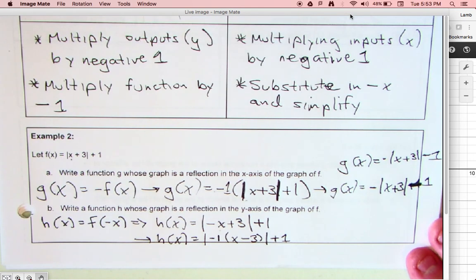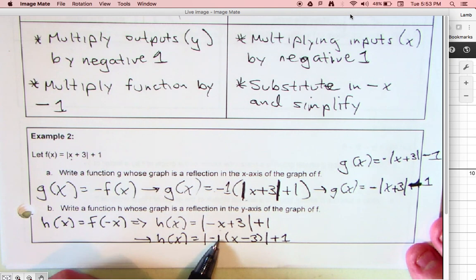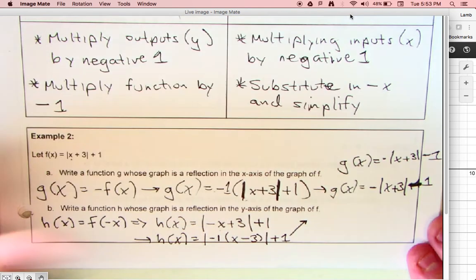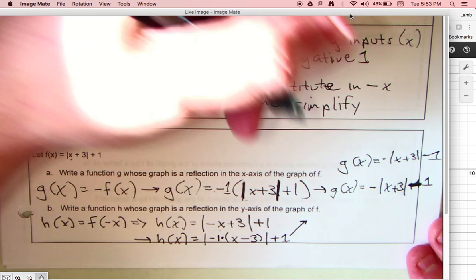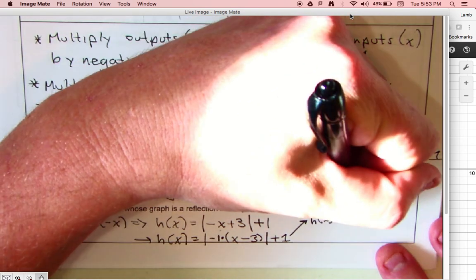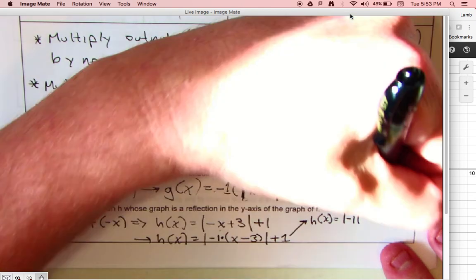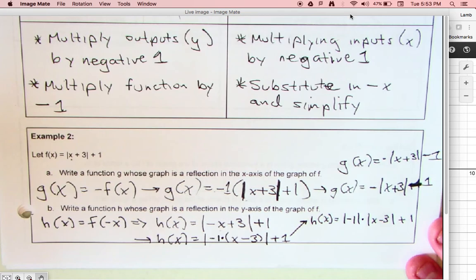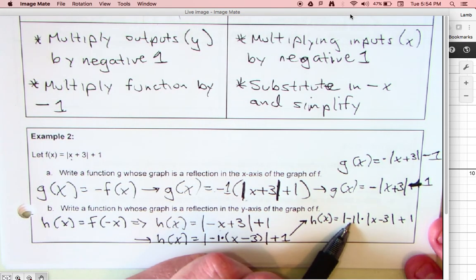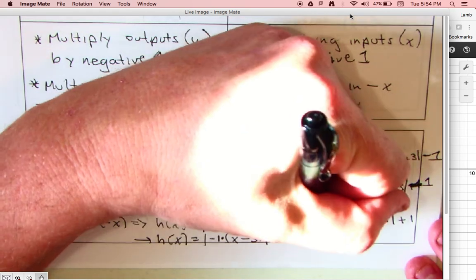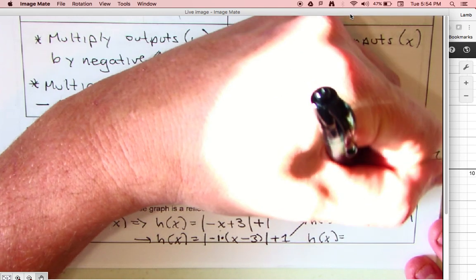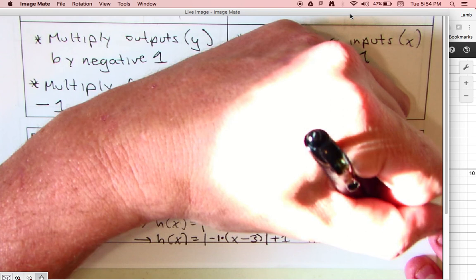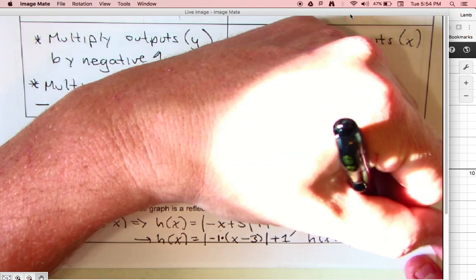An interesting thing about absolute values. Notice I got -1 times this piece right here, and it's all inside the absolute value. If you have two things that are multiplied by each other, like the -1 and the x minus 3, you can separate them into separate absolute values. So that becomes the absolute value of -1 times the absolute value of x minus 3, and I still have this lovely plus 1 out there. Last step, what's the absolute value of -1? It's just 1. So this becomes the absolute value of x minus 3 plus 1. This is the equation we want right there.